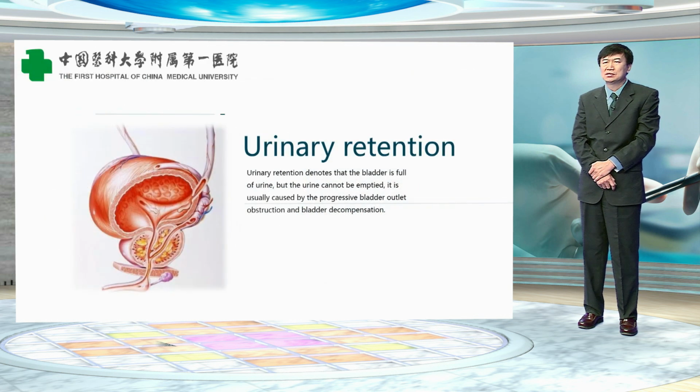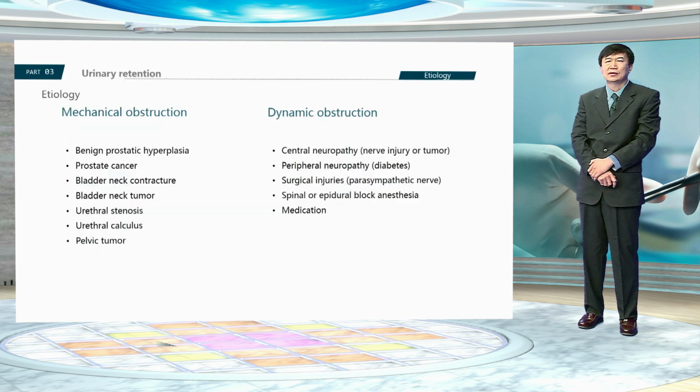Urinary retention denotes that the bladder is full of urine, but the urine cannot be emptied. This is usually caused by progressive bladder outlet obstruction and bladder decompensation. The etiology of urinary retention can be classified into mechanical and dynamic obstruction.